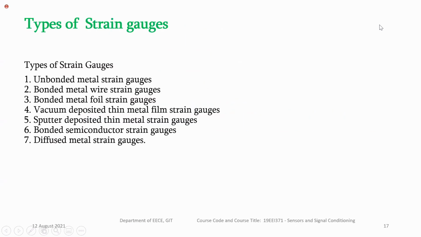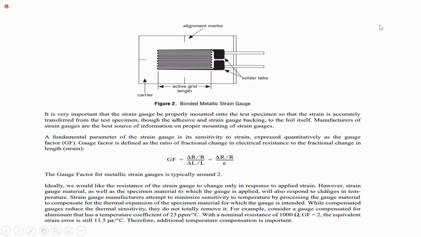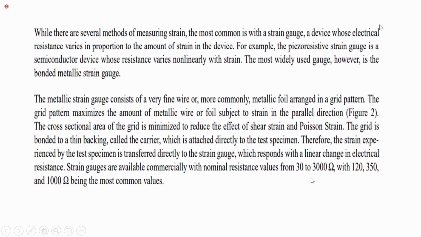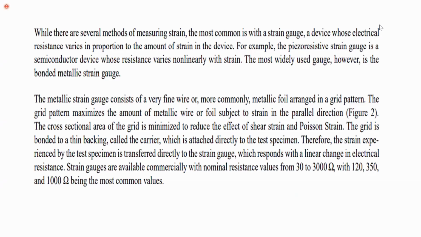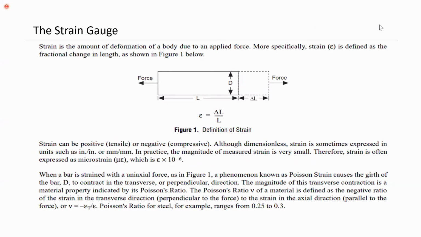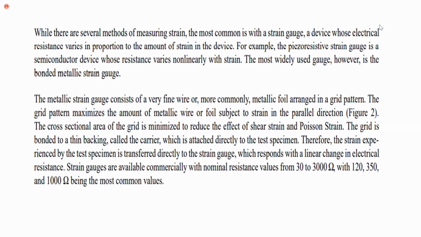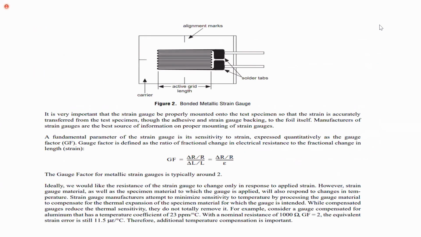We have different resistance values for the strain gauges, 30 to 3000 ohms, with 120, 350 and 1000 ohms being the most common values. Here we have the details of the strain and the strain gauge. So go through this for 2 minutes, and we will see the types of strain gauges.